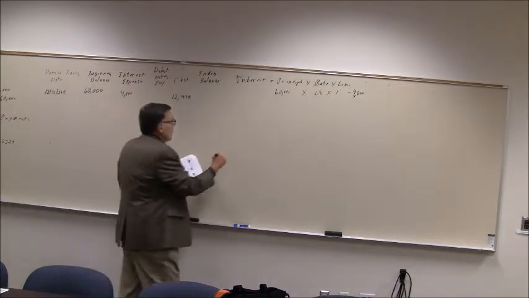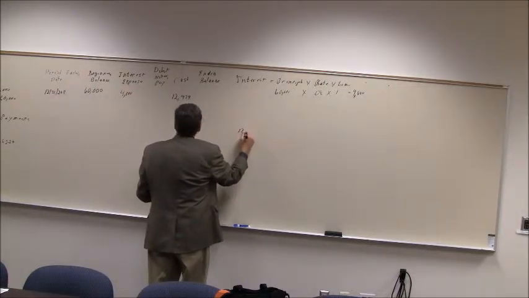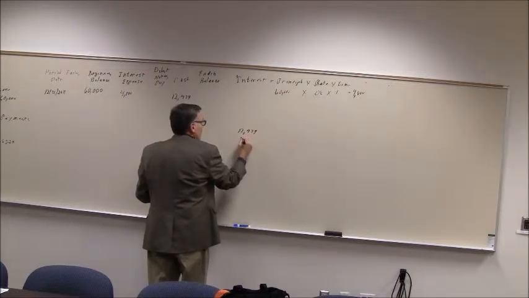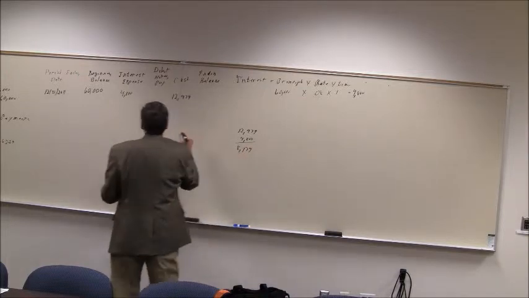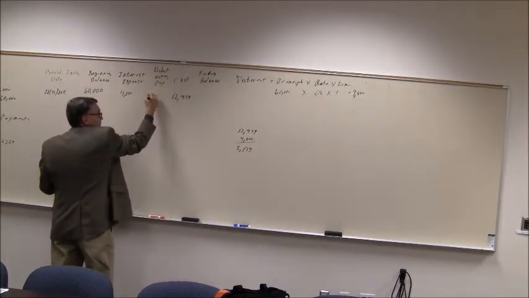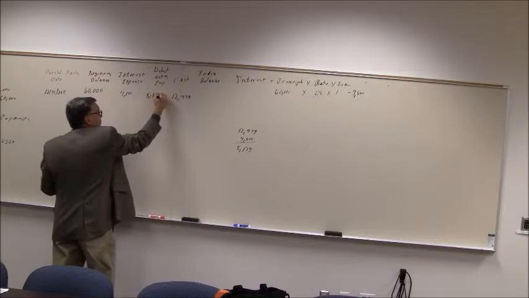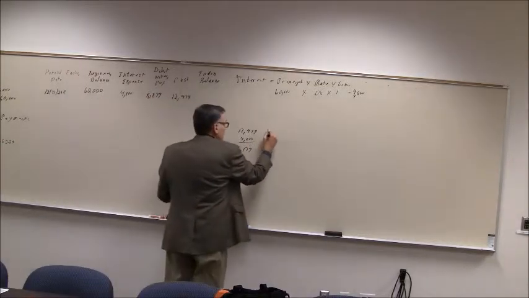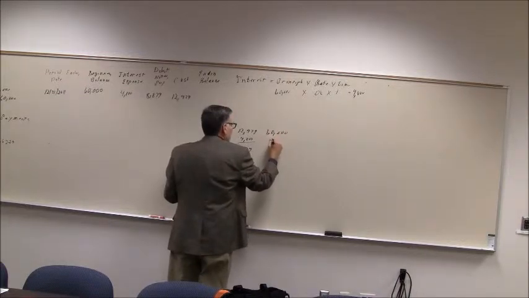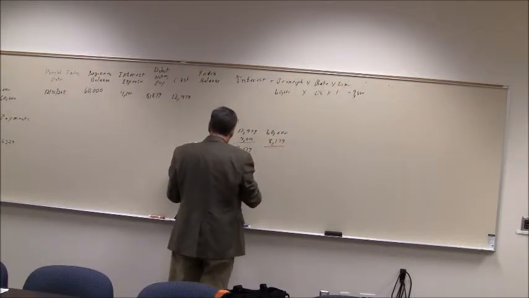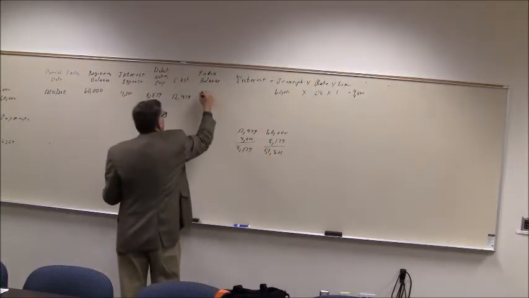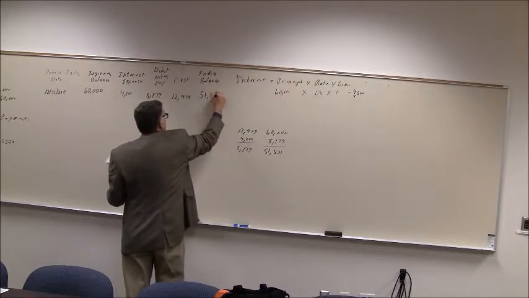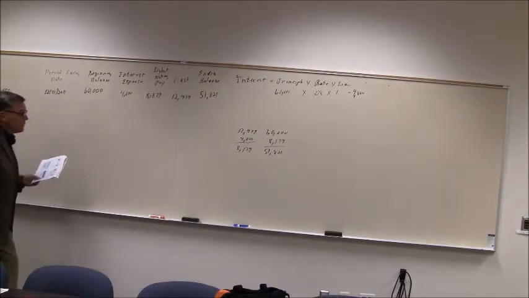Now, if we send in $12,979, $4,800 of that went to pay off the interest. The difference of $8,179 will go toward the principal. It will be a debit to notes payable. And if it started out at $60,000 and we paid off $8,179, now the principal is down to $51,821. So that's the first year.